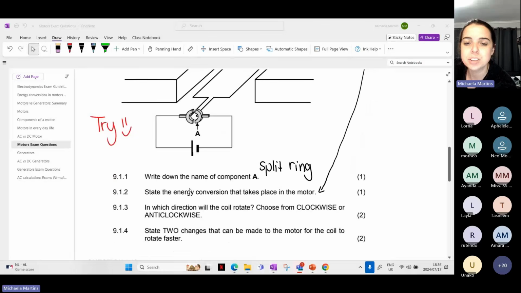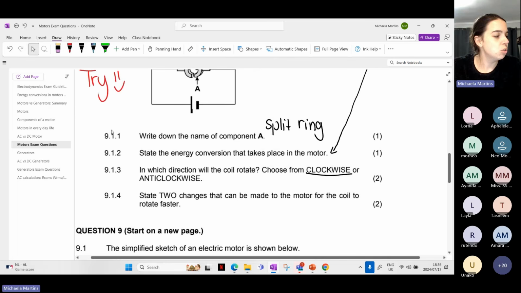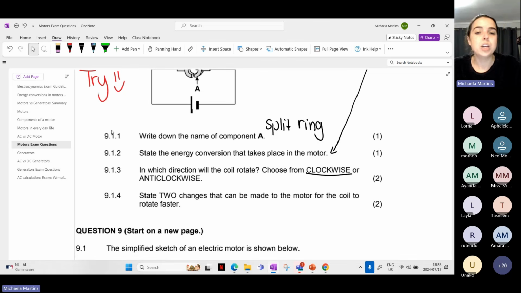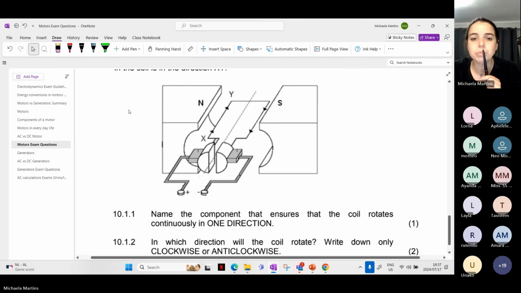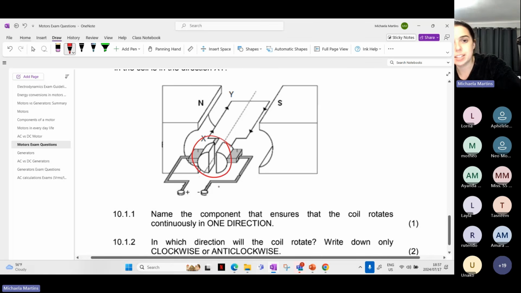Okay, and then I didn't show you 9.1.4. States two changes that can be made to the motor for it to rotate faster. So what I would say is use stronger magnets or use a greater current. Name the component that ensures that the coil rotates continuously in one direction. Remember, one direction is direct current. And the thing that makes it a direct current motor is the split ring.